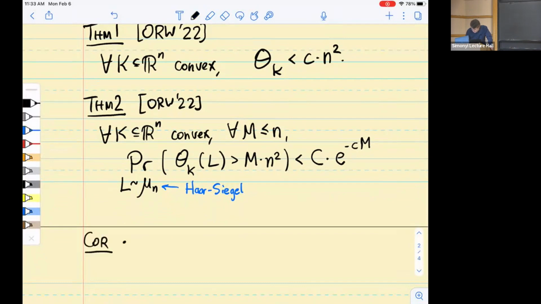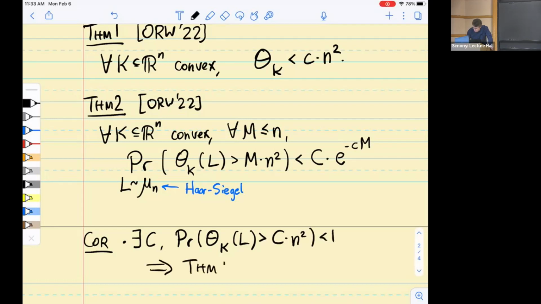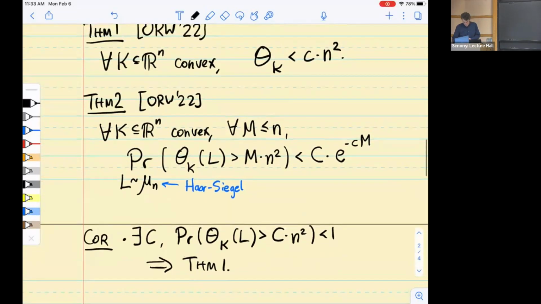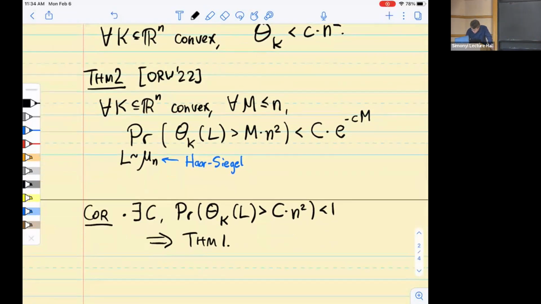So the first one is that there exists some constant, big C, again, it's a different constant each time, such that the probability that a random lattice has covering radius greater than C times n squared is less than 1. And as a result, you get theorem 1. So basically we show, you choose a random lattice, it's going to be a good covering. And we also show some tail behavior. So the nice thing about theorem 2 is it really shows you some tail behavior, it also decays fast. So let me state that next.